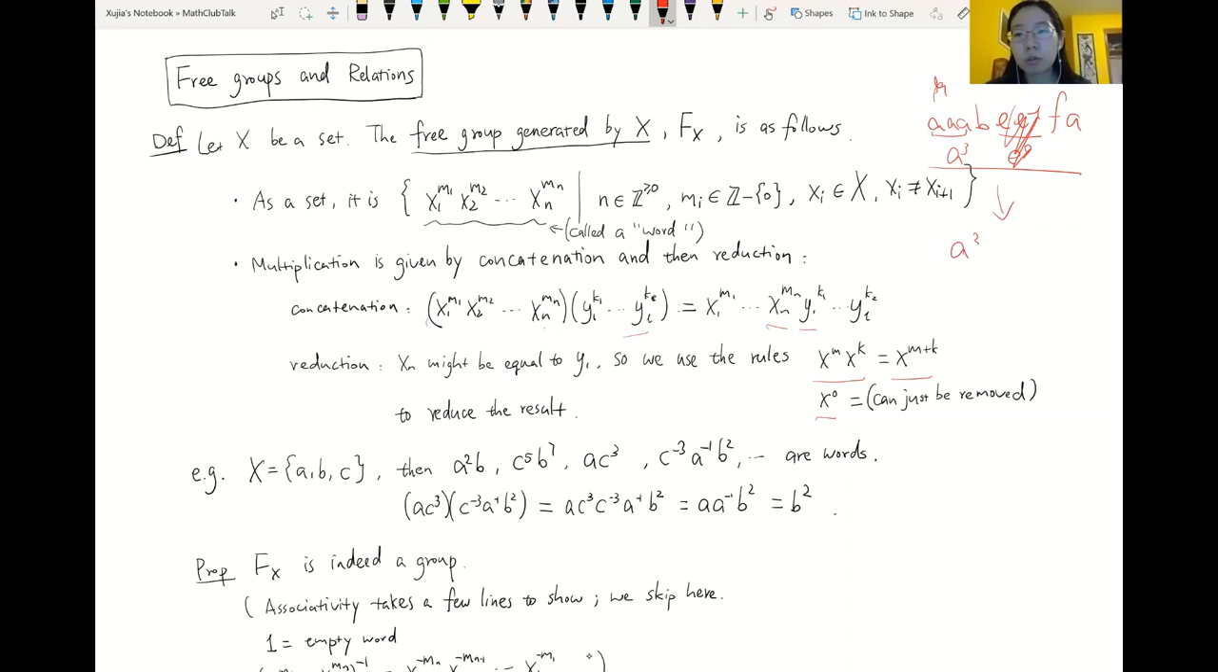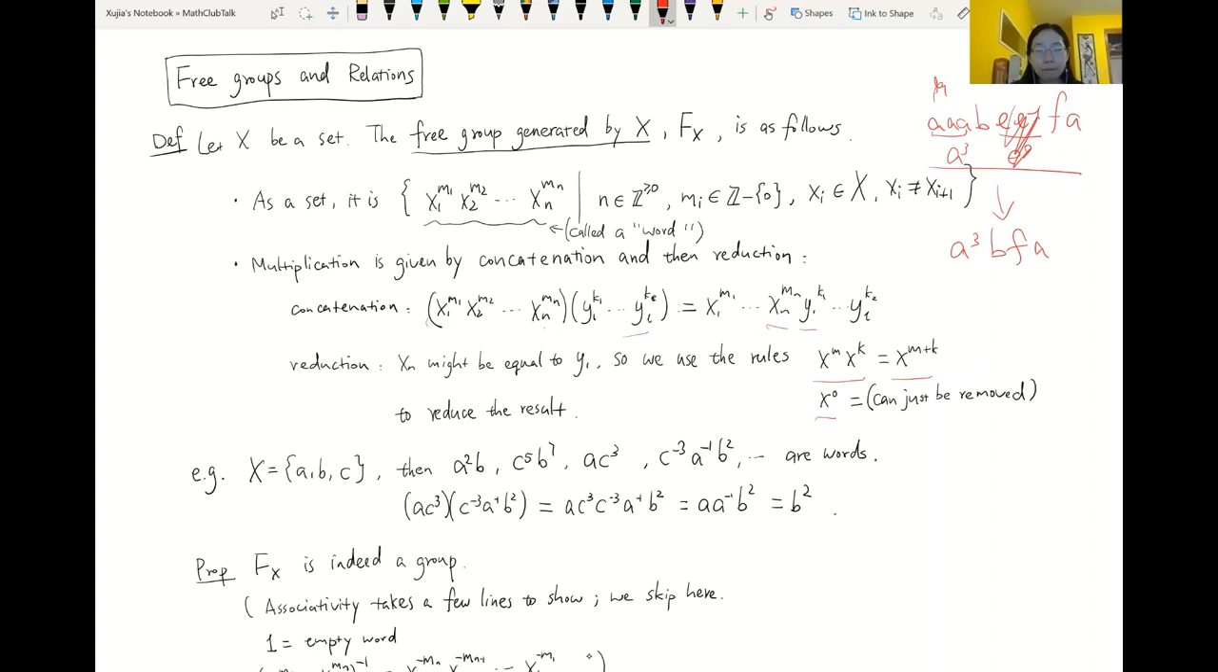Okay. So the elements of this free group are just words like this. You can identify words by using reduction, and multiplication is by putting one after the other. You can manipulate those words this way. That's the definition of a free group generated by a set.